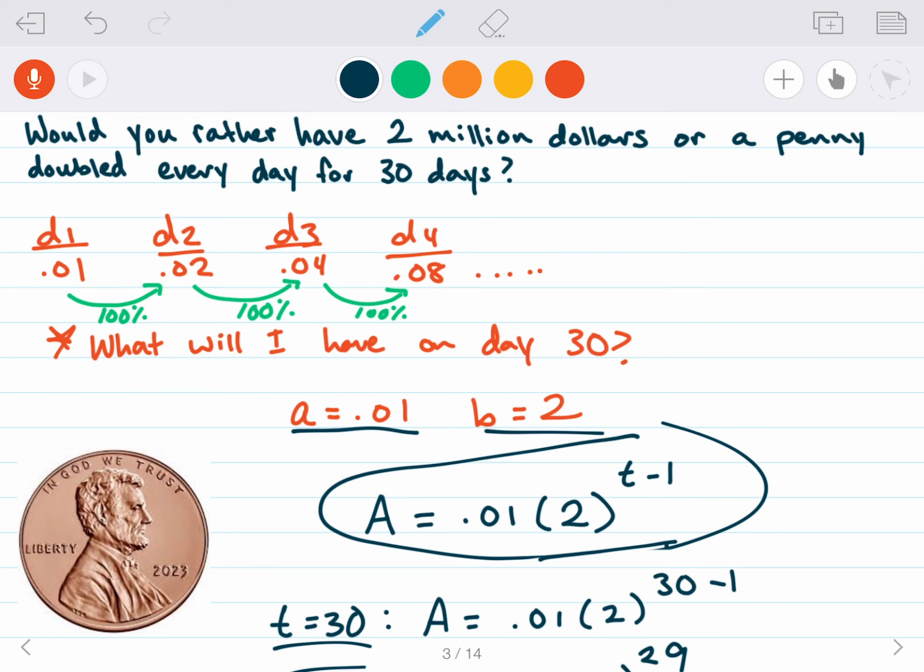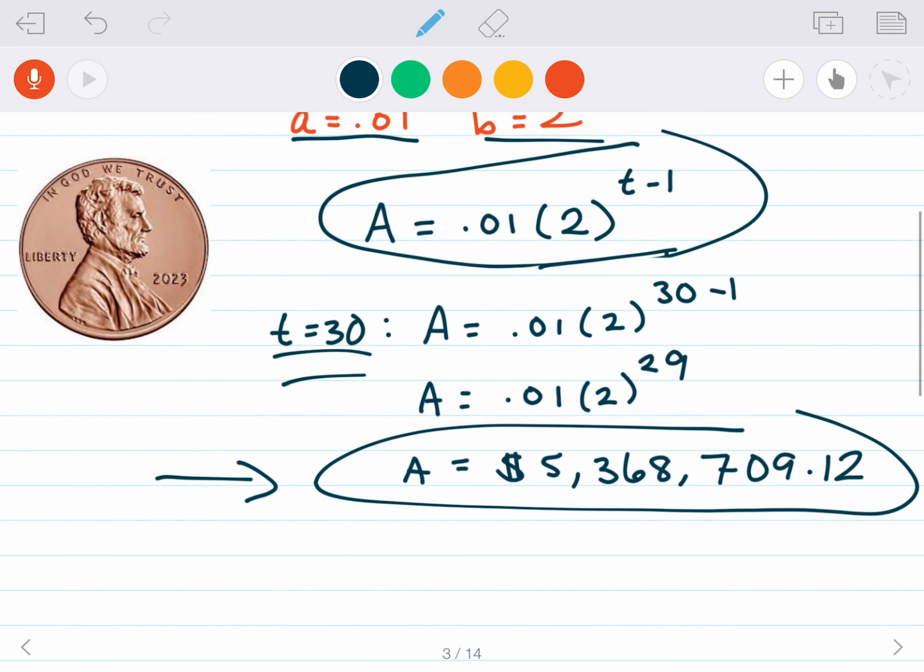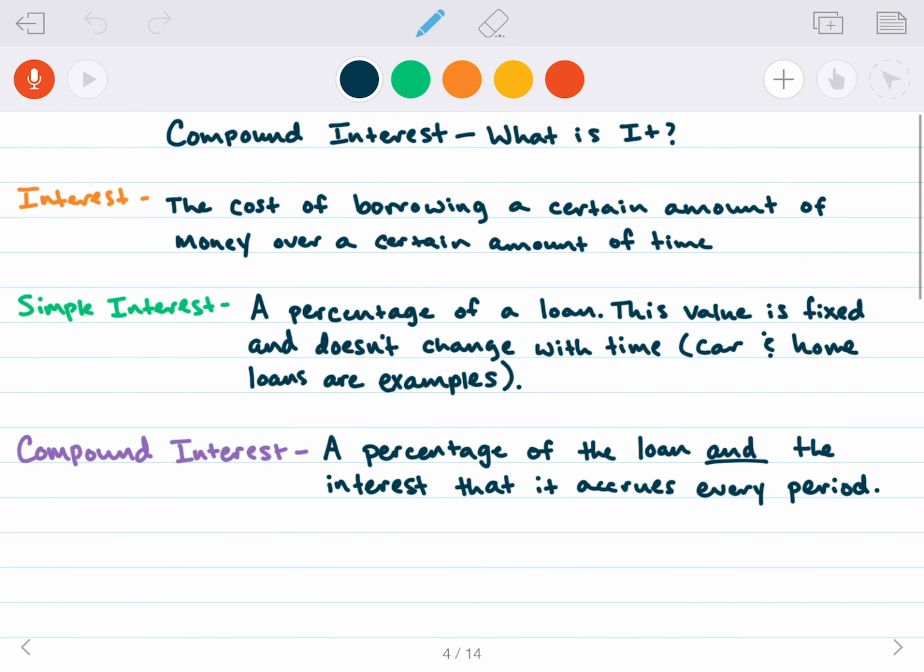So this is kind of cool, right? Because exponential growth is kind of defying our intuition. Like, you wouldn't think that doubling a penny every day for 30 days, you'll end up with over $5 million, but you do. So really cool stuff. And that's just one example of the power of compound growth or exponential growth. So let's talk about some terms that we're going to use here.